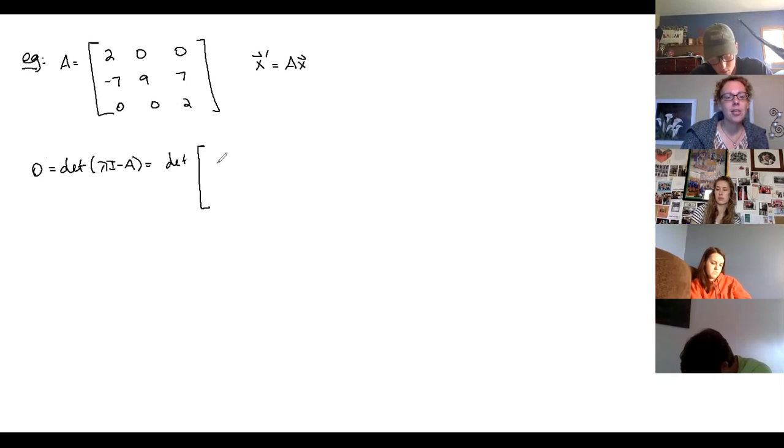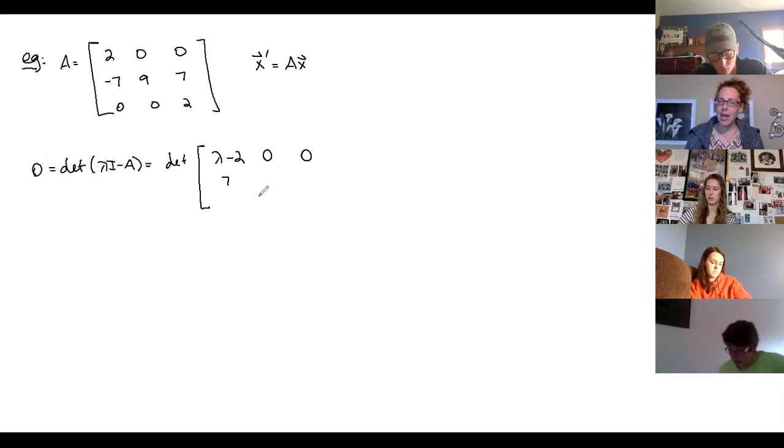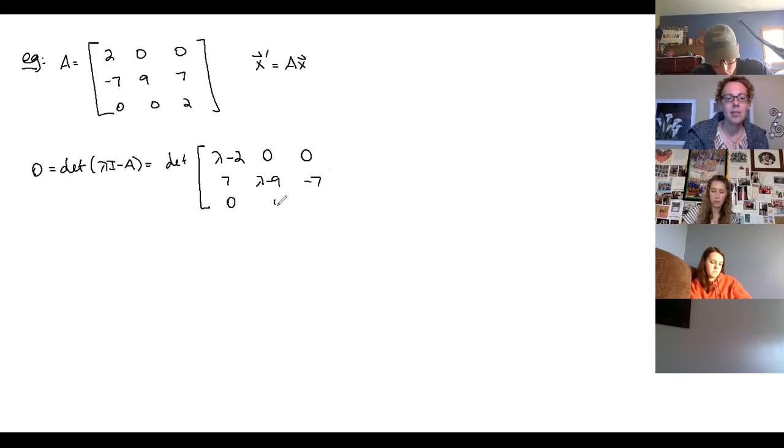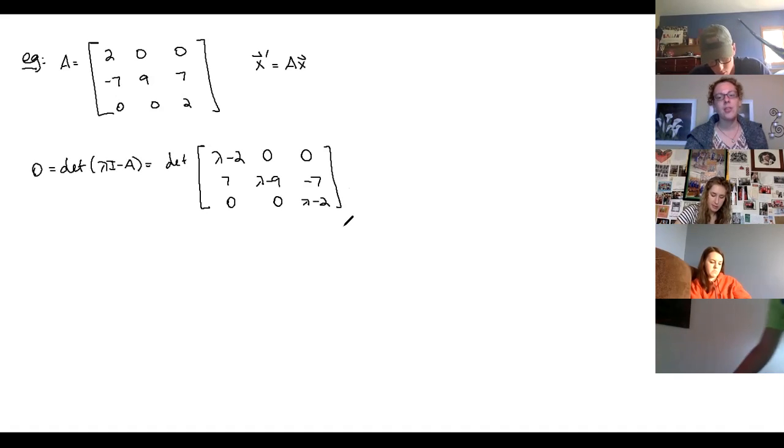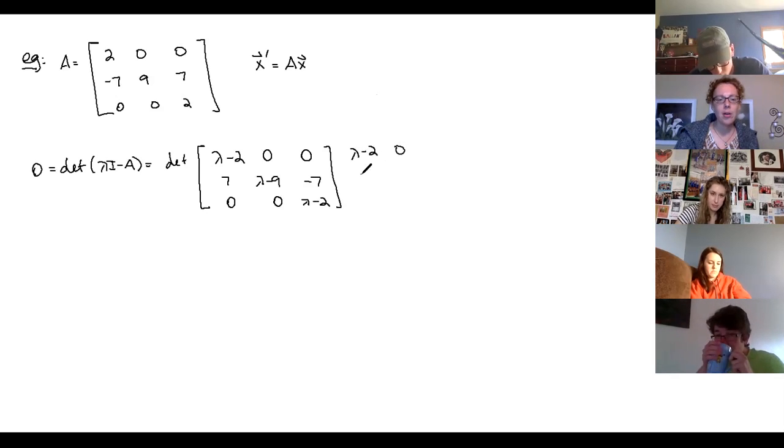So that's going to be the determinant of lambda minus 2, 0, 0. That negative 7 has to change to a positive 7 because you're subtracting, right? Lambda minus 9, negative 7, 0, 0, lambda minus 2. And then remember how we take the determinant of a 3x3 matrix. This is the cornfield method, corn rows. So we've got lambda minus 2, 0, 7, lambda minus 9, 0, and 0.